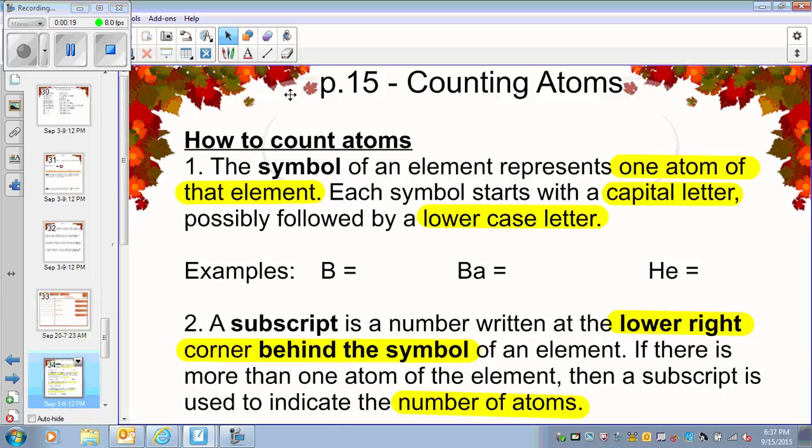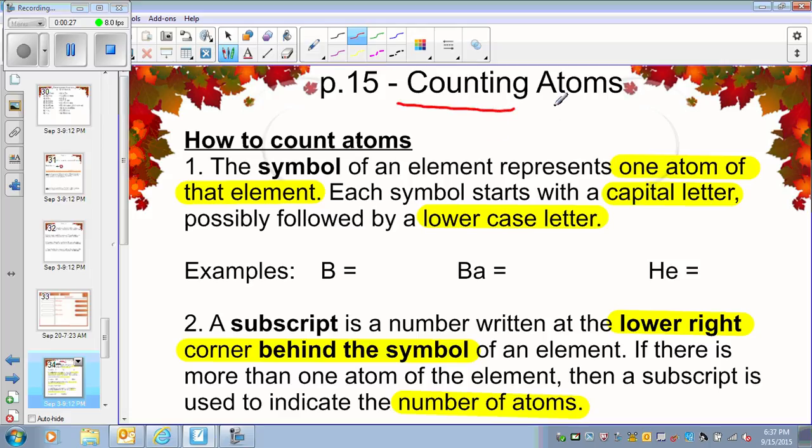All right, so counting atoms talks about how to count atoms in a chemical formula. If I have a chemical formula, how many atoms of hydrogen and how many atoms of oxygen do I have? First of all, I need to know what this H and this O are in this chemical formula. When we look at the periodic table, we have elements on it, and those elements have names on them.